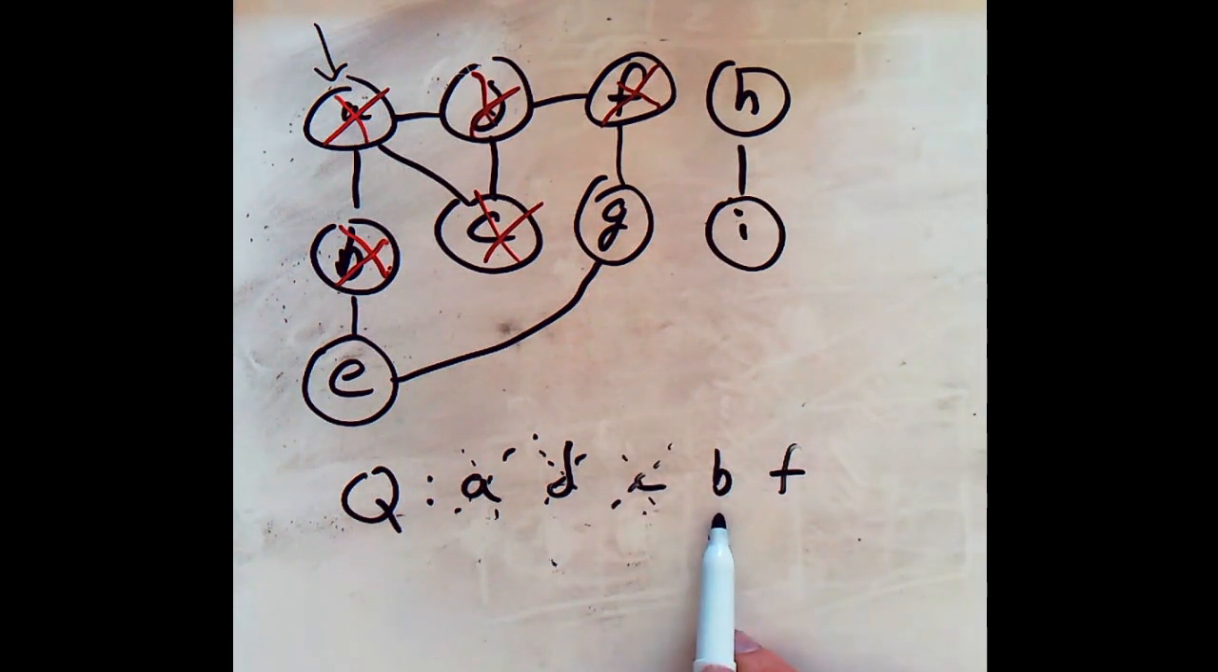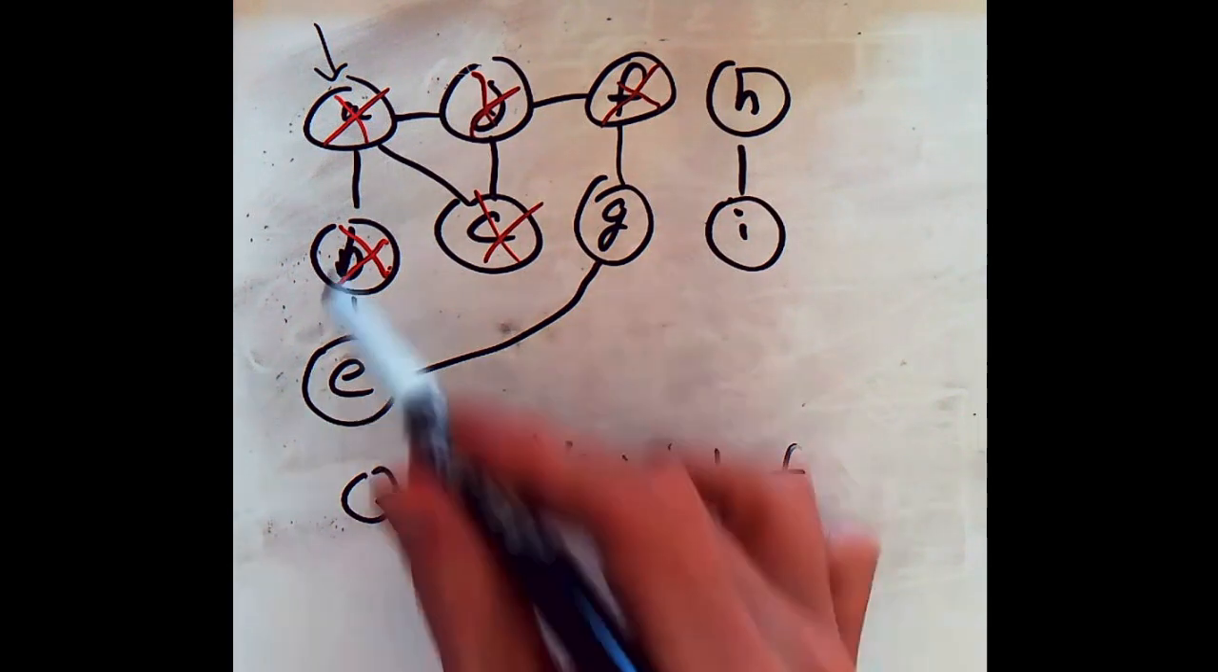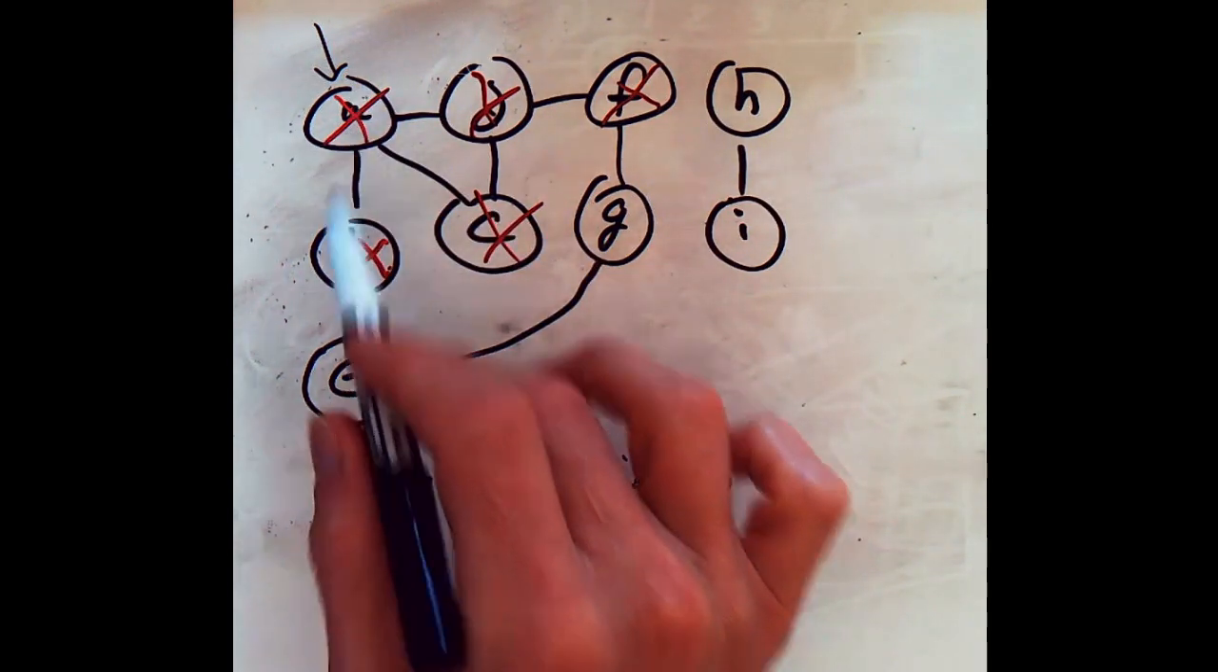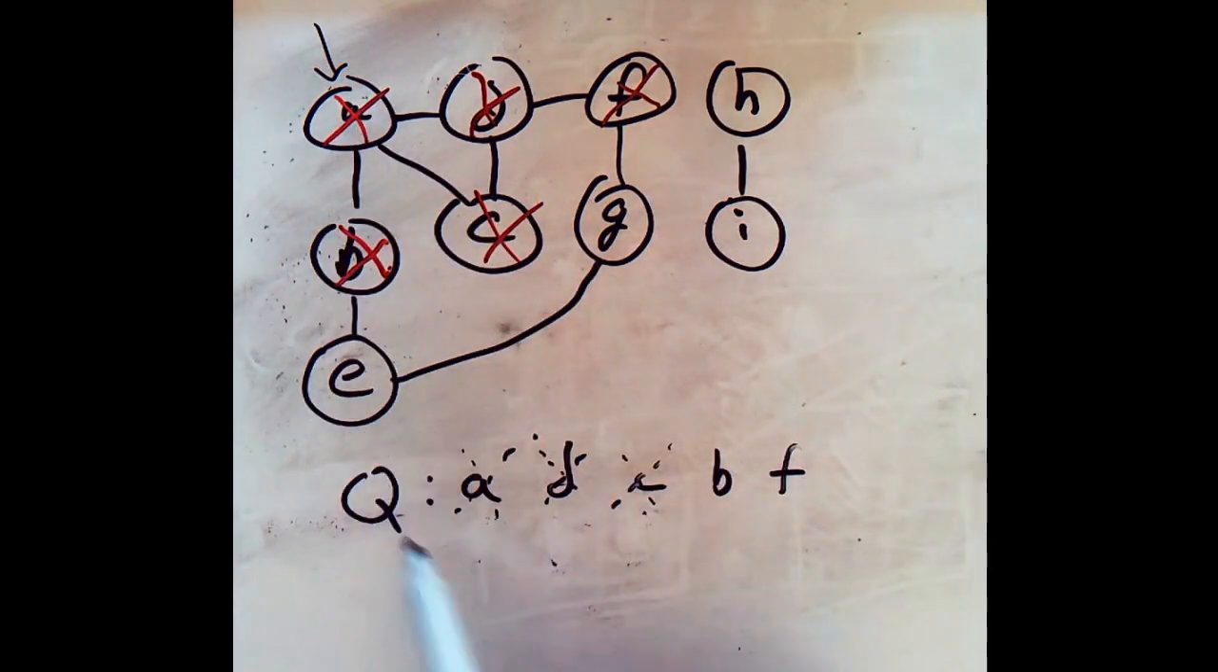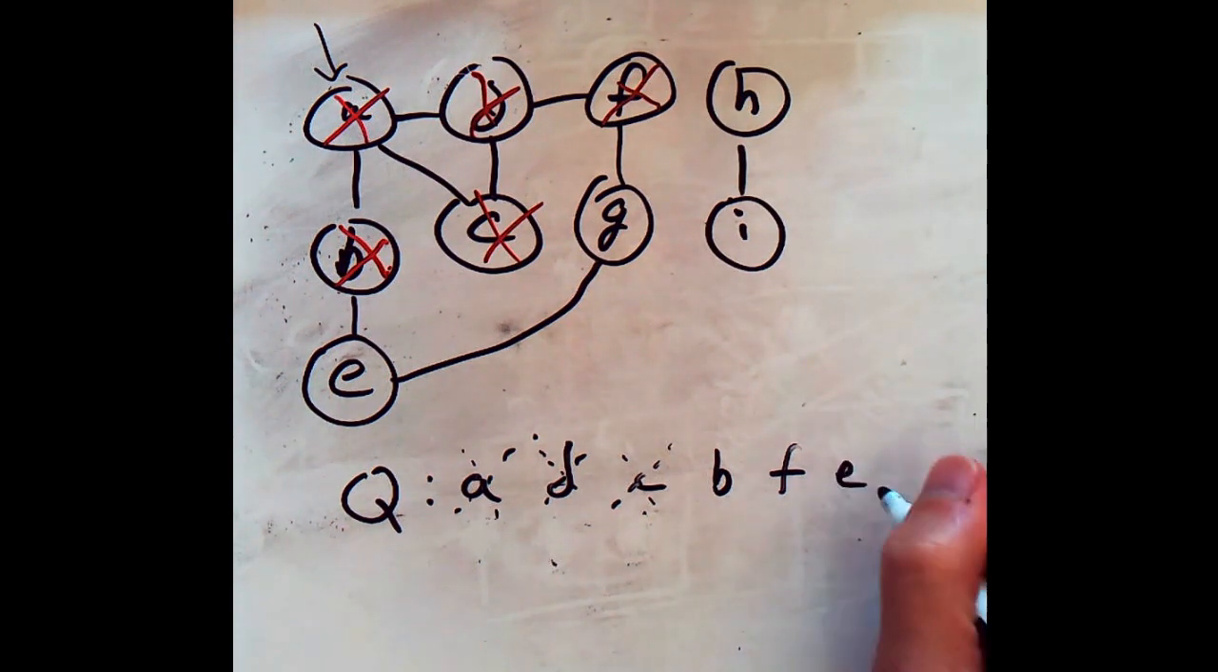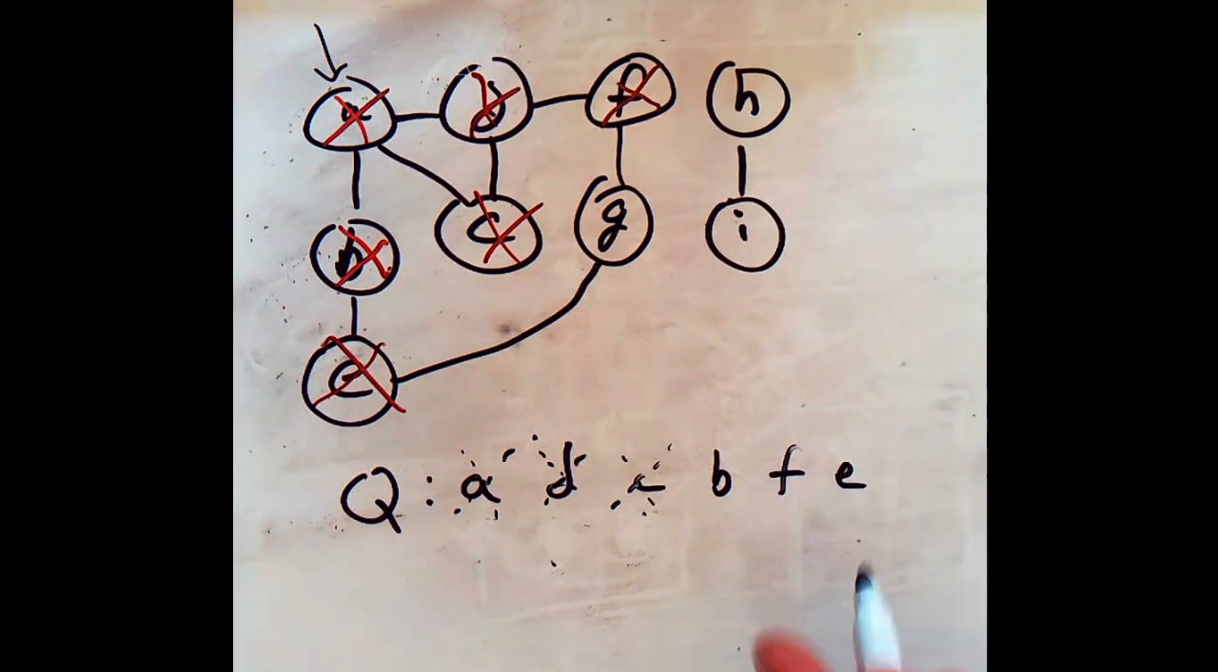Move on to our next item, B. So same process. B is connected to A. It's already been discovered. B is also connected to E, which hasn't been discovered yet. So we mark it as discovered and add it to our queue. Okay, and now we're done with B. It's removed from our queue.